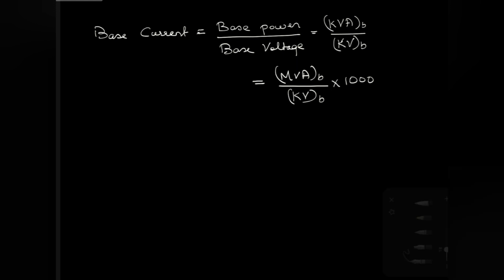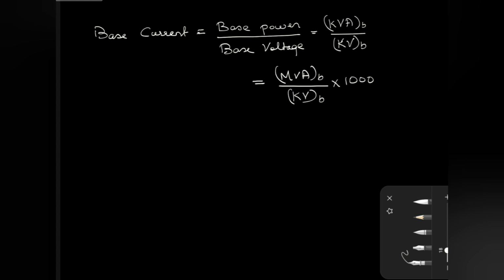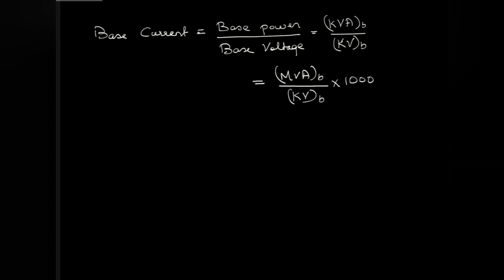Okay, see here why I multiplied this value with 1000. Suppose here we are taking only values. Suppose it is given 100 kVA, so we are taking only values, that is 100. Okay, we are not taking it as 100k. We never take it as 100k, we take 100.